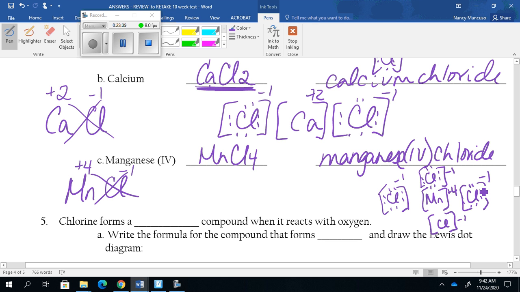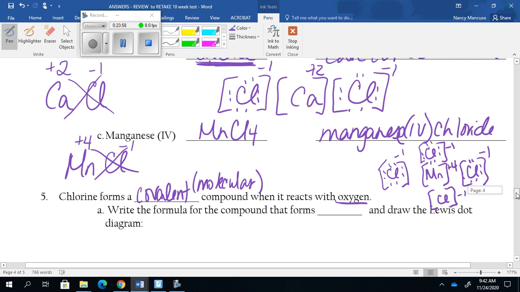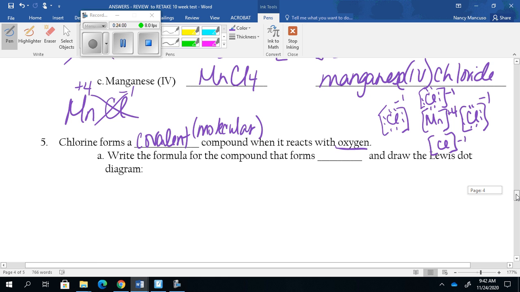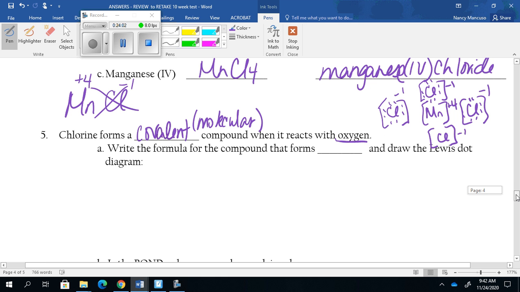Okay. Chlorine forms a blank compound when it reacts with oxygen. So chlorine is a nonmetal, oxygen is a nonmetal. So this is a covalent, or we could also call it molecular. Covalent, molecular, a molecule, same thing. All right, write the formula of the compound that forms and draw the Lewis dot diagram.